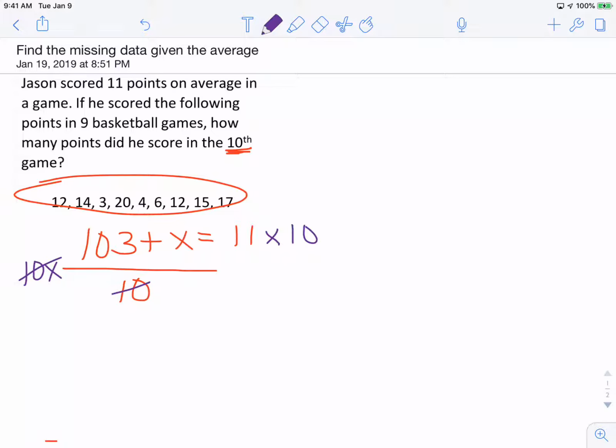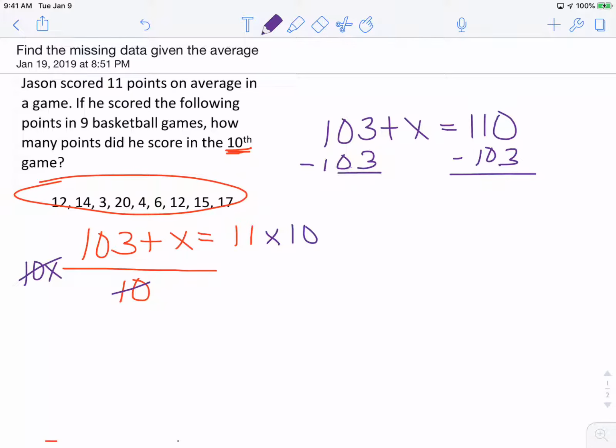So now we have 103 plus x equals 110. And now, to get rid of 103, I'm going to have to subtract. This would equal 0. So I would have x left on this side. X equals 7. How many points did he score the 10th game?